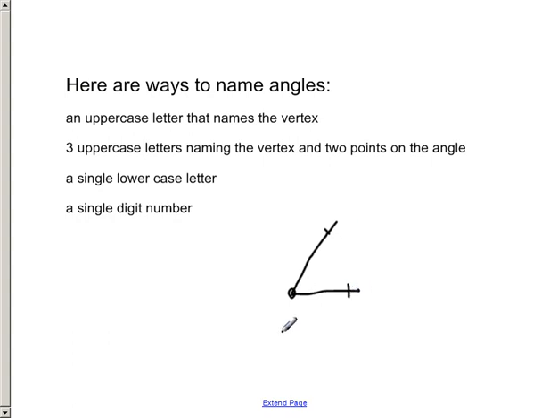I could use a single lowercase letter. So sometimes you'll see the angle sign and then just the letter C, for example. And I could use a single digit number. So sometimes you'll see an angle that may look like this, and you'll see the angle sign and you'll see the number 1, angle 1. So those are some different ways that we can name angles.